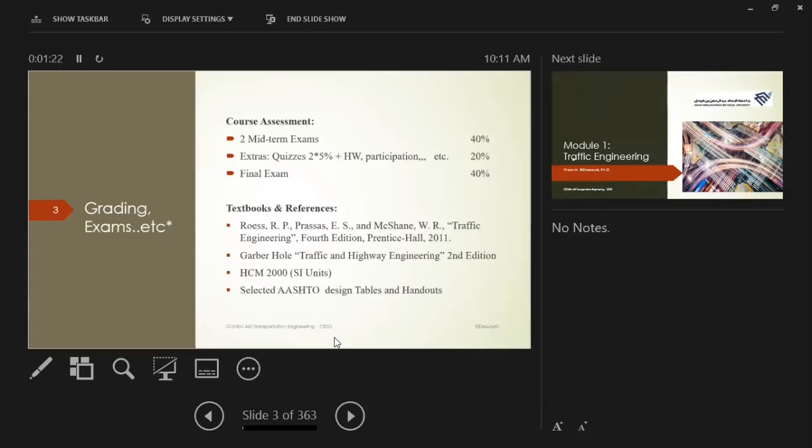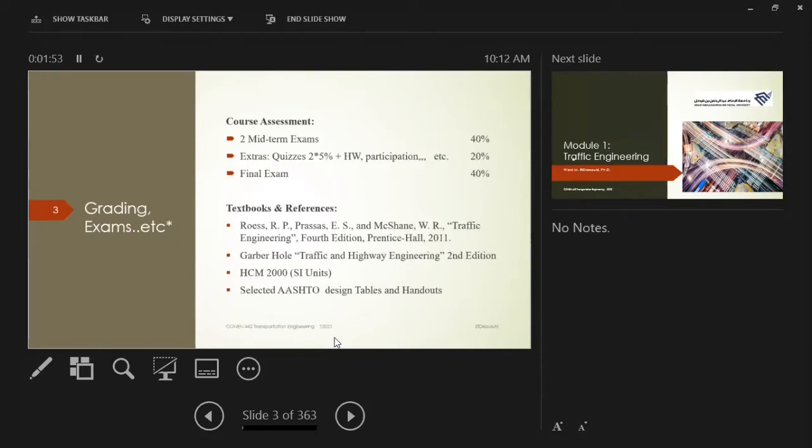Okay, we move on to the textbooks and references. Because we have different modules in this course and we cover different topics, we have the traffic engineering book by McShane and Roess. And we have another book, which is very good. It covers highway design and pavement. That's by Garber and Hoel, Traffic and Highway Engineering, second edition.